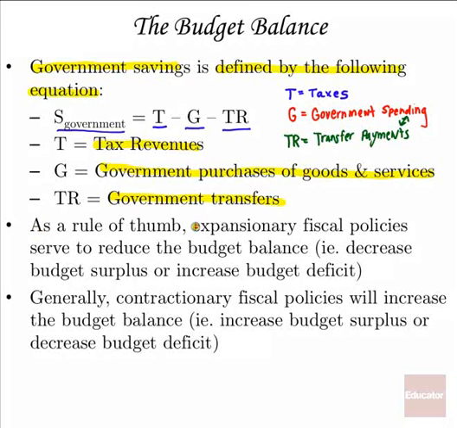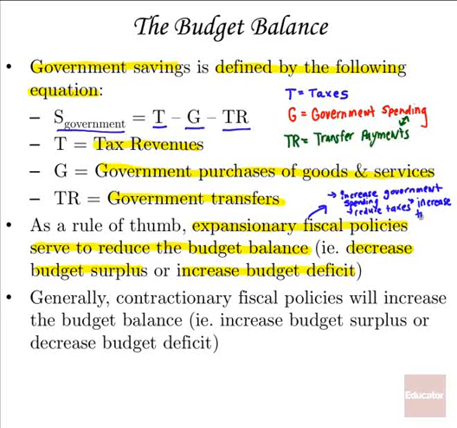Okay, so as a rule of thumb, expansionary fiscal policies serve to reduce the budget balance. For example, it's either going to decrease the budget surplus or increase the budget deficit. So as a reminder, what is expansionary fiscal policy? Expansionary fiscal policy is either increasing government spending, or reducing taxes, or the third one, increasing transfer payments.